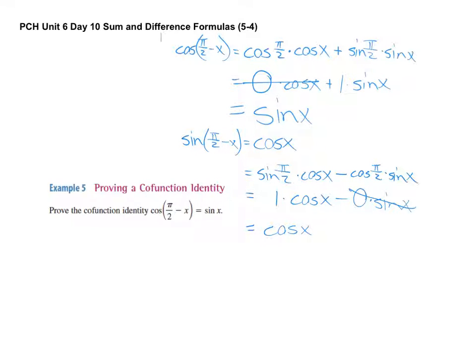Now the other cofunction identities may have to be dealt with a little bit differently. Secant, cosecant, cotangent, and tangent work a little bit differently. But sine and cosine you can prove with this.